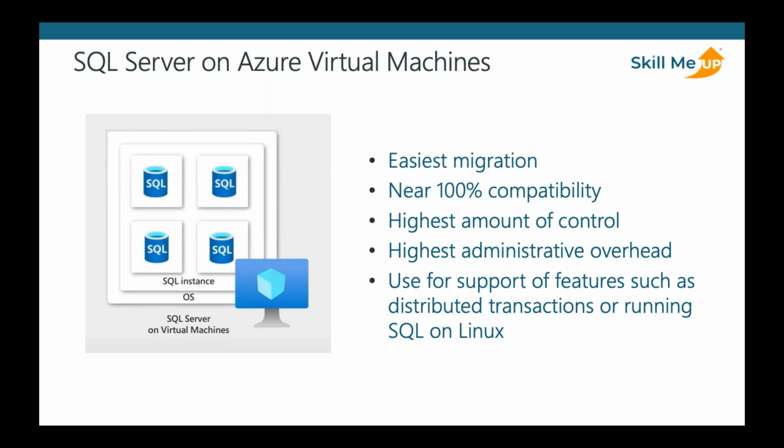So this provides you with the greatest flexibility, the highest compatibility, but it requires you to maintain the operating system. So it has the highest administrative overhead. It also gives you the easiest migration path. It provides 100% compatibility with your on-prem environment with no code changes. I usually say near 100% compatibility because there's always something that doesn't quite work the same way when you move to the cloud. But this is going to be the most compatible with anything you would have on premises.